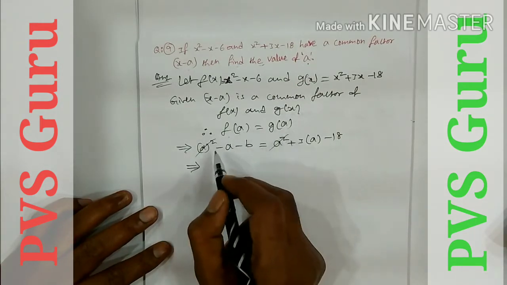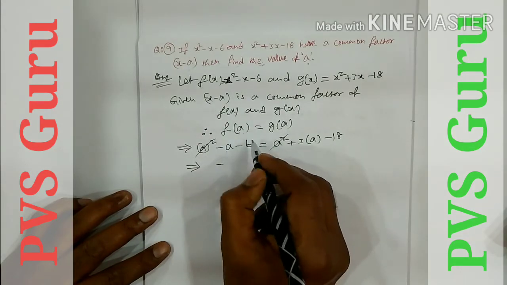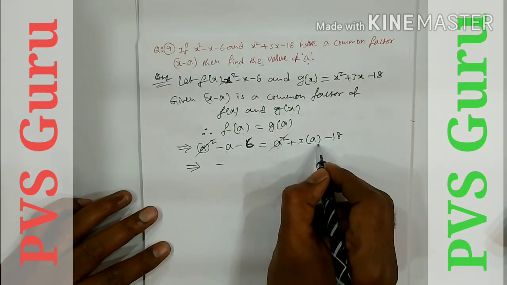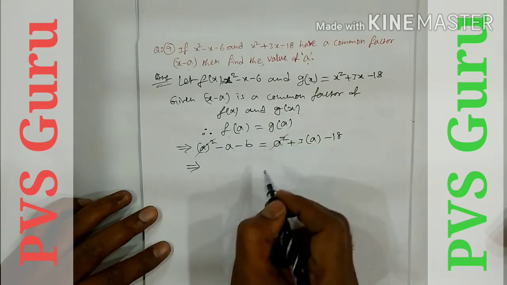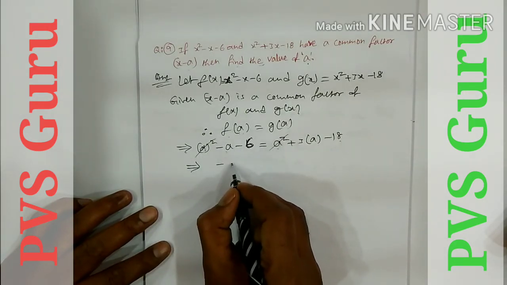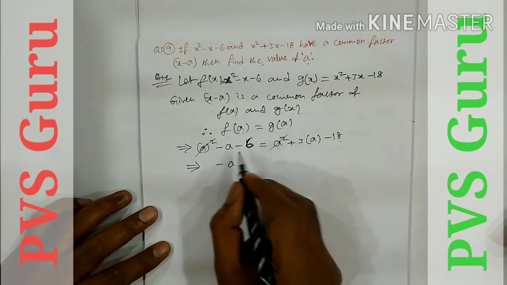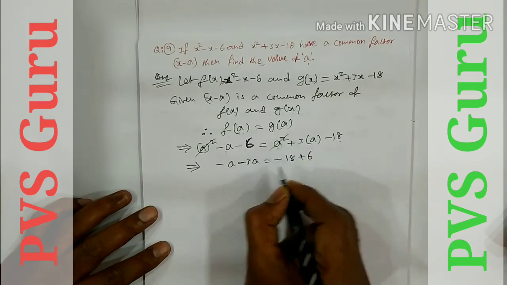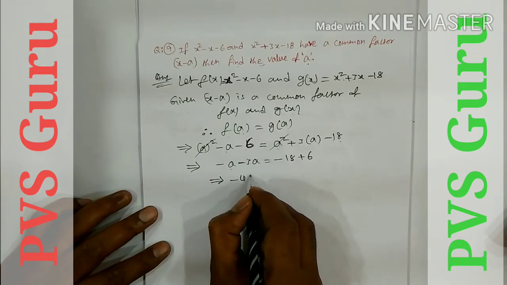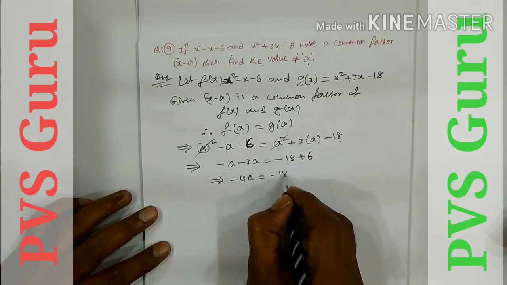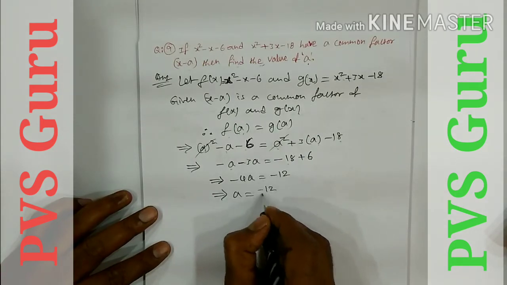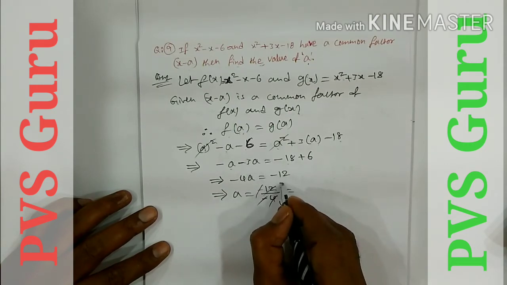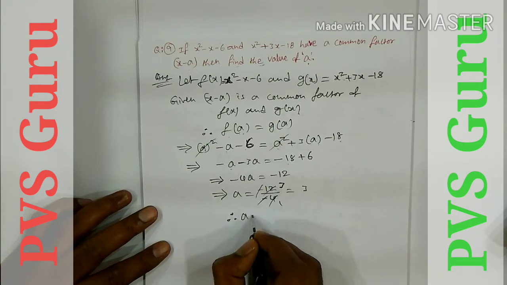Therefore f of a is equal to g of a. So substitute a here: a square minus a minus 6 is equal to, substituting in g of a, a square plus 3 into a minus 18. Here a square gets cancelled. Here it is minus a, plus 3a you take to the left side, minus a minus 3a is minus 4a is equal to minus 18 plus 6, you take to the right side, so minus 12. A is equal to minus 12 by minus 4. Minus minus cancel, 4 ones are 4, 4 threes are 12. It is equal to 3. Therefore a is equal to 3.